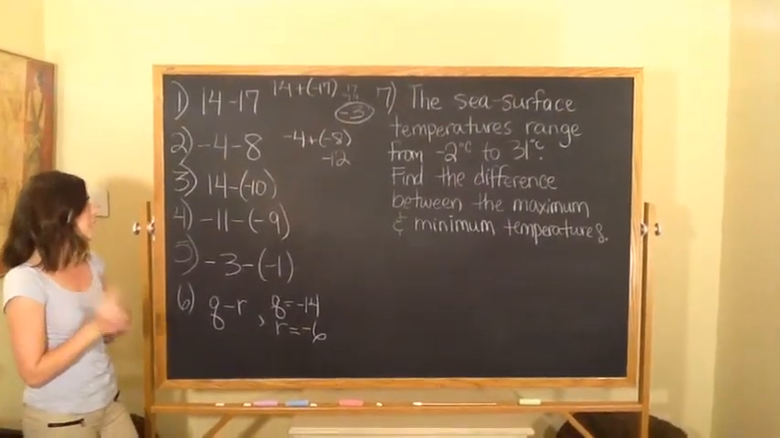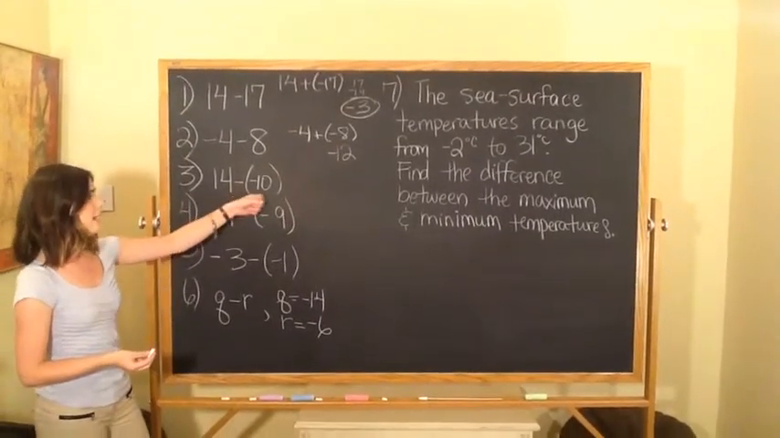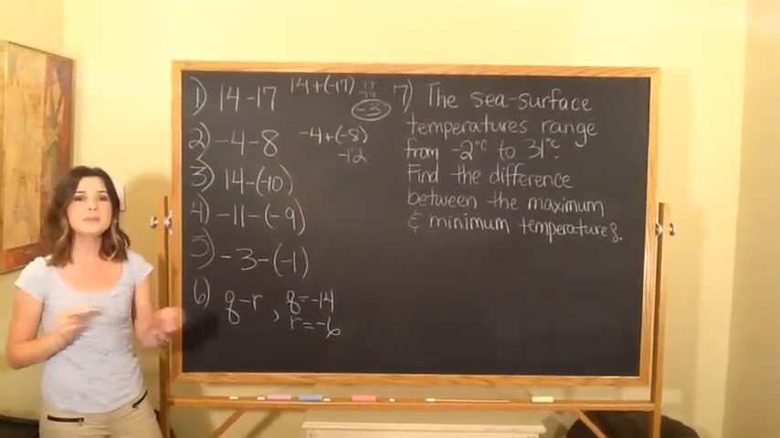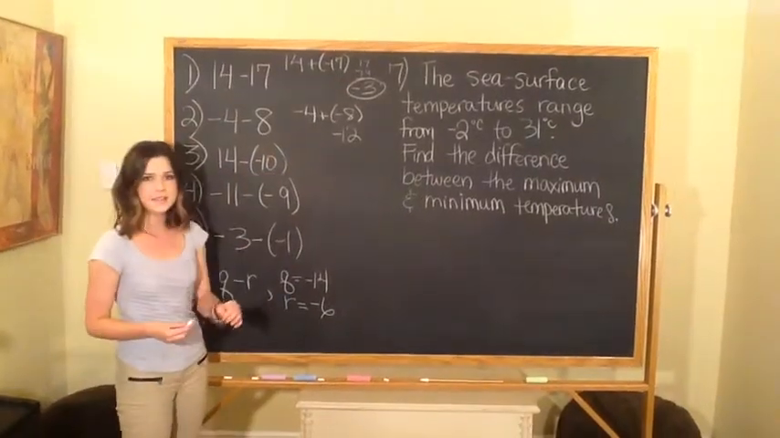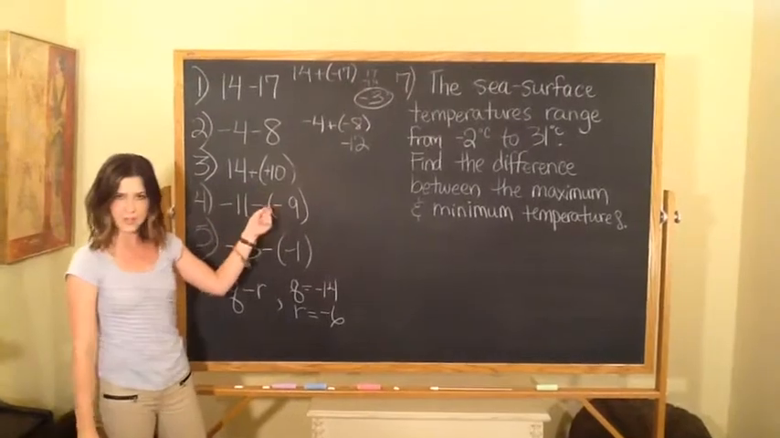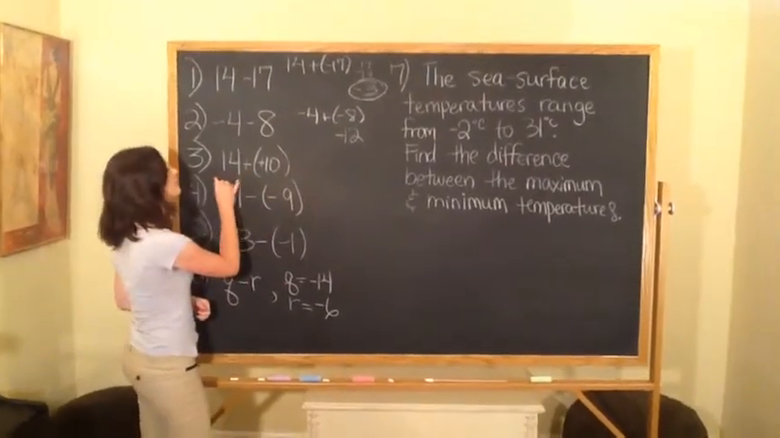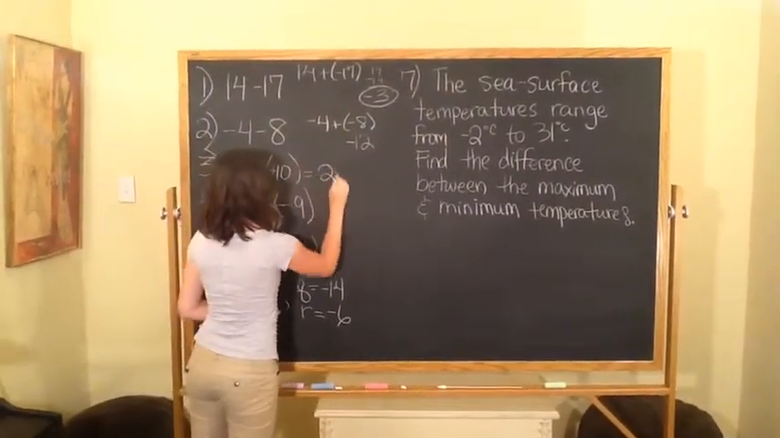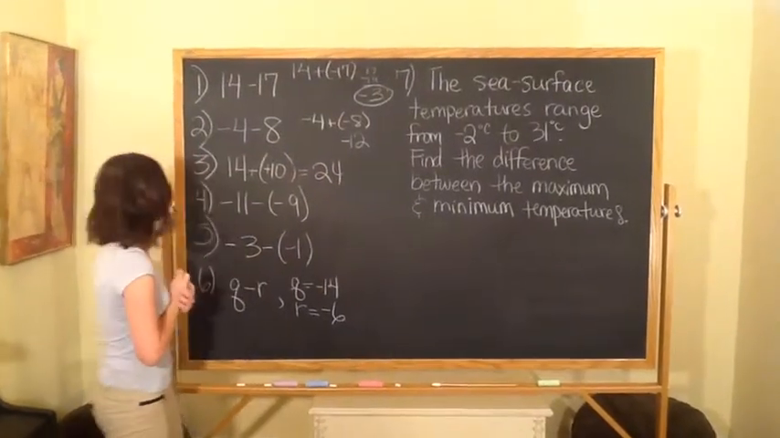Alright, number 3. We have a 14 minus negative 10. Okay, if you remember our rules that we just talked about, a minus a negative is the same as a plus a positive, because remember we're not going to subtract. So we're going to add. So 14 plus 10 is going to give us a positive 24.